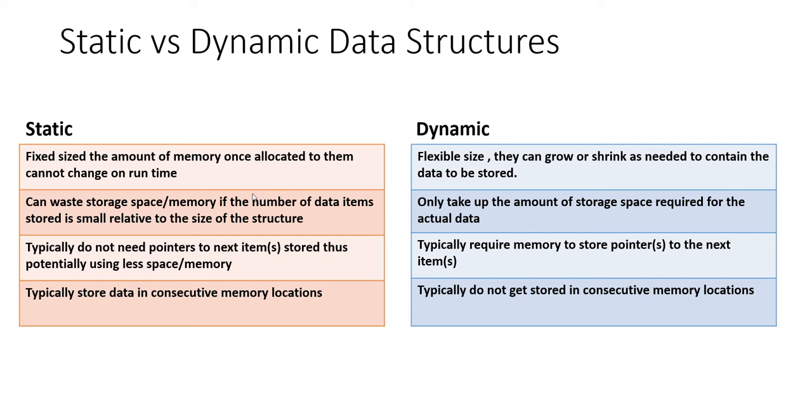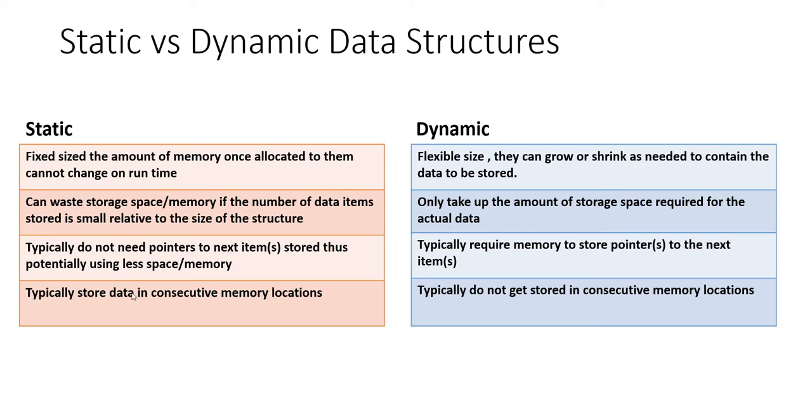However, it's not all great for dynamic. Static typically doesn't need pointers, so can potentially use less space and memory. And that's potentially, if the dynamic and static data structures are of the same size. So if we have 8 items in an array, and we have 8 items in a dynamic data structure, the dynamic data structure typically requires more memory to store it, and we'll see more as to why that is next, but it's about storing pointers to the next item.